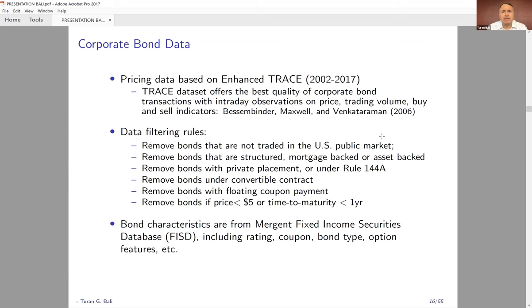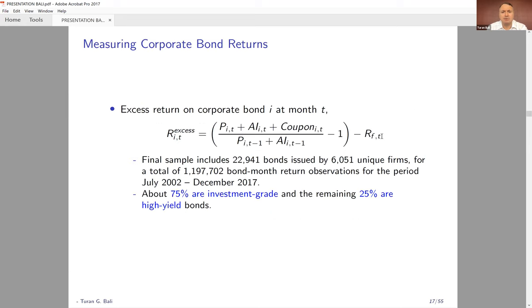All right, maybe I should say briefly something on the TRACE data. Our data is coming from TRACE. The sample period is July 2002 to December 2017. We have a total of 1.2 million bond-month return observations for 23,000 bonds issued by approximately 6,000 unique firms. 75% of our sample are investment grade, the remaining 25% are high yield.